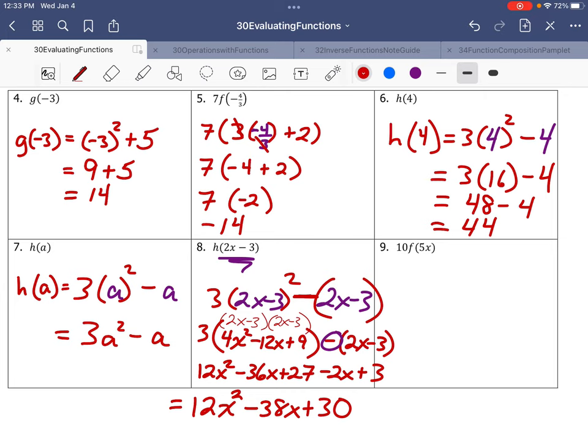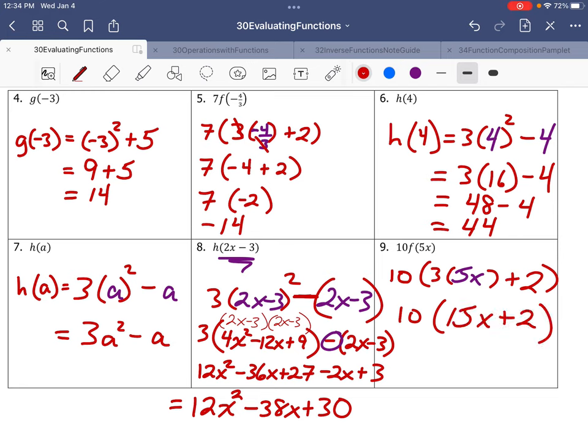10 f of 5x. 10 in front of the f equation. The f equation is denoted by a 3 times whatever I'm going to plug in, and then again the plus 2. So I have a 10 in front, but working on the inside, I get a 15x plus 2. Multiplying or distributing the 10, eventually I get 150x plus 20.